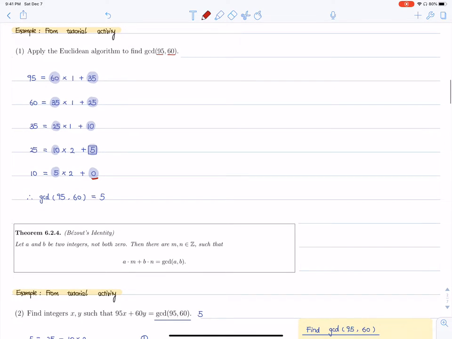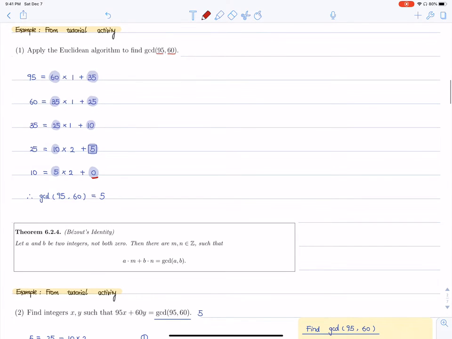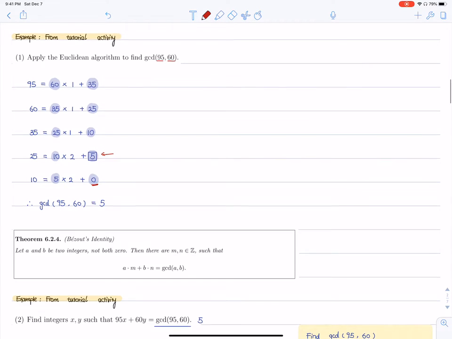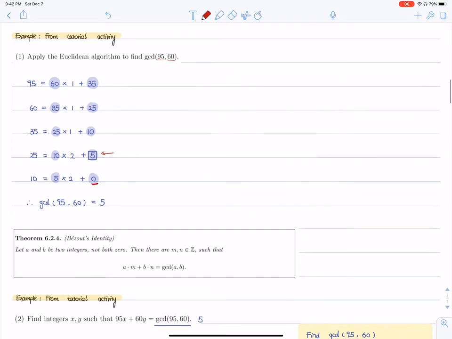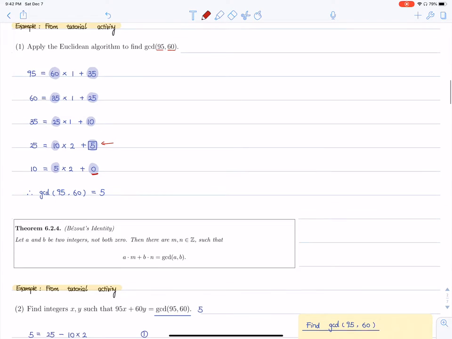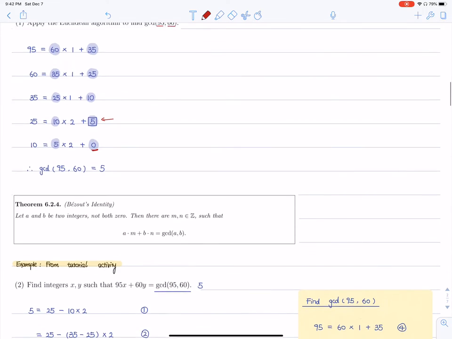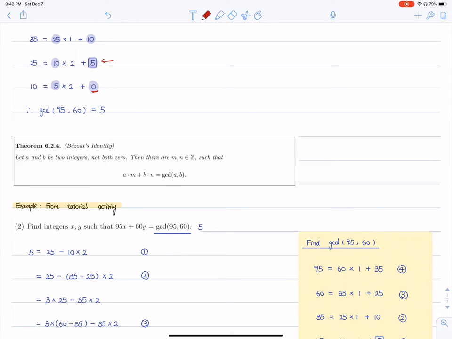And your GCD would be the last non-zero remainder, in your second last row. So in this case, GCD of 95 and 60 would be 5. This is really important because with this we can do the following question. Before we do the next question, let's look at the theorem, Bezout's identity.